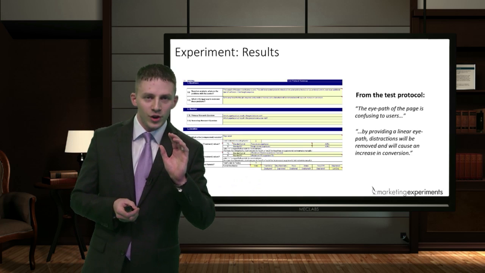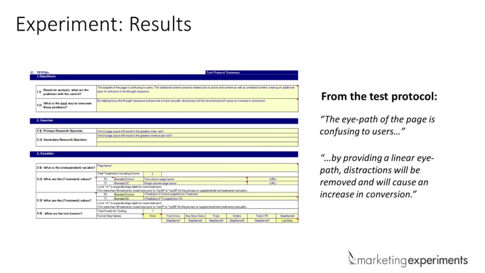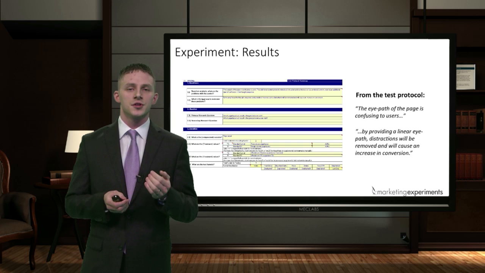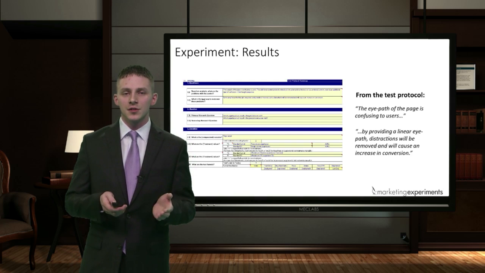Looking at what they've written initially, some quotes here: the iPath of the page is confusing to the users. And so what is the best way to overcome these problems? They hypothesize that by providing a linear iPath, distractions will be removed and will cause an increase in conversion. So for those of you that said anything remotely close to that about removing distractions, about a clear iPath, kind of a simpler flow, then you are actually in line with how the researchers were planning this test. Encouraging, right? If you found yourself there, then you should feel encouraged. You're beginning to think, again, like a marketer who wants to know what really works and how they can use that in other tests.